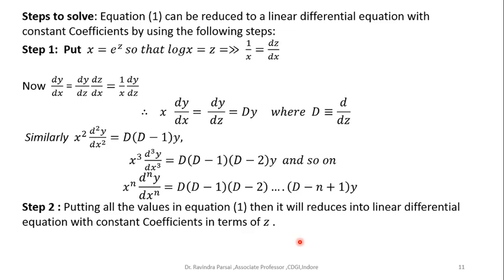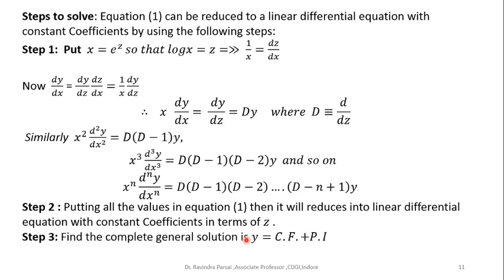So now in step number 2, on putting these values in the given equation, it will reduce to a constant coefficient equation in terms of the independent variable z. So now find the complete solution by using the method, as the dependent variable y equals complementary function plus particular integral. And in the final step, when you get the general solution, you replace z by log x.